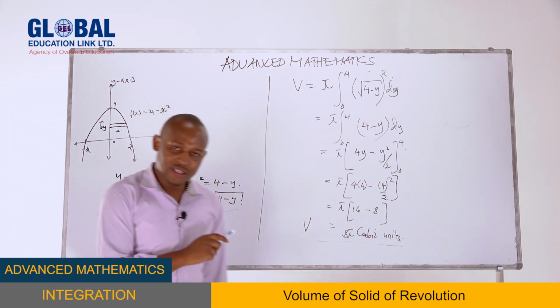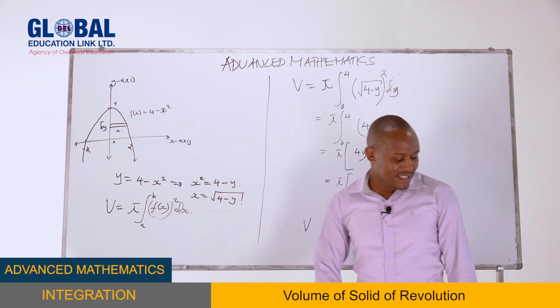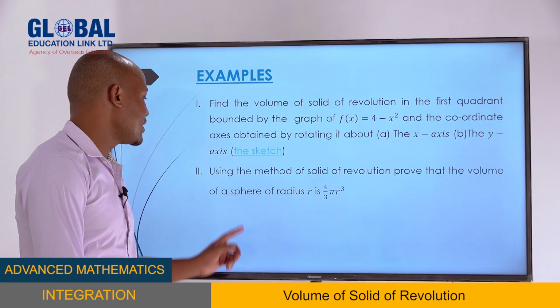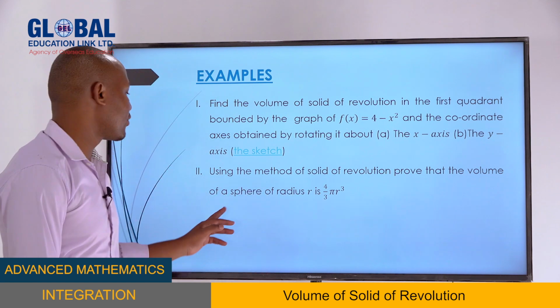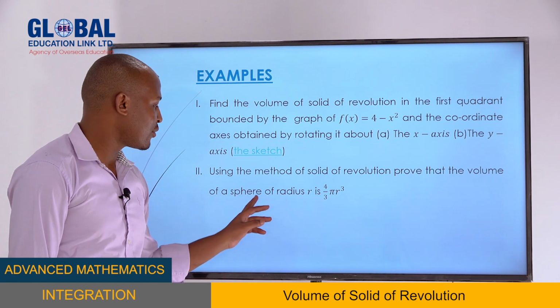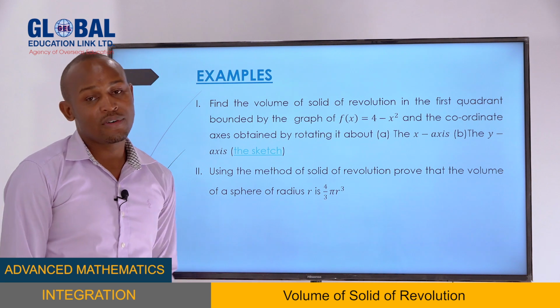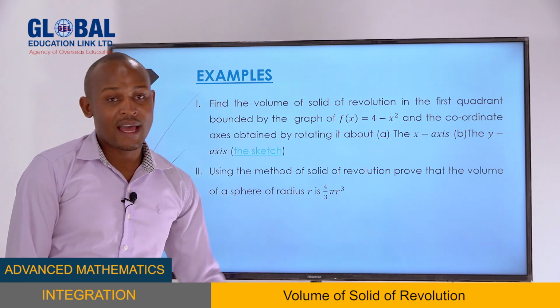So that is how it looks. Now let's see the next example. As the example says, using the method of solid of revolution, prove that the volume of a sphere of radius r is 4 over 3 pi r cubed.